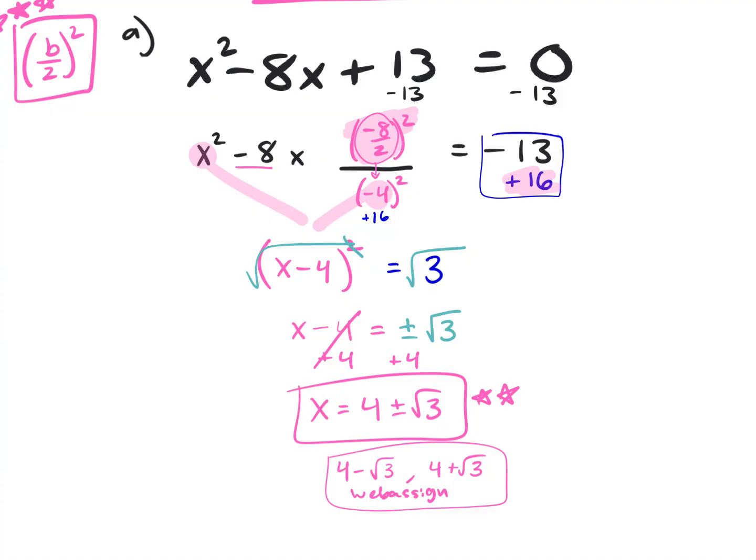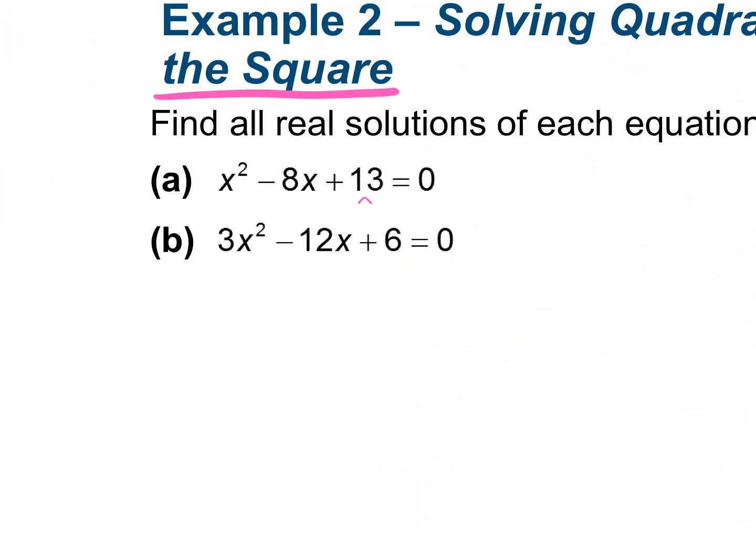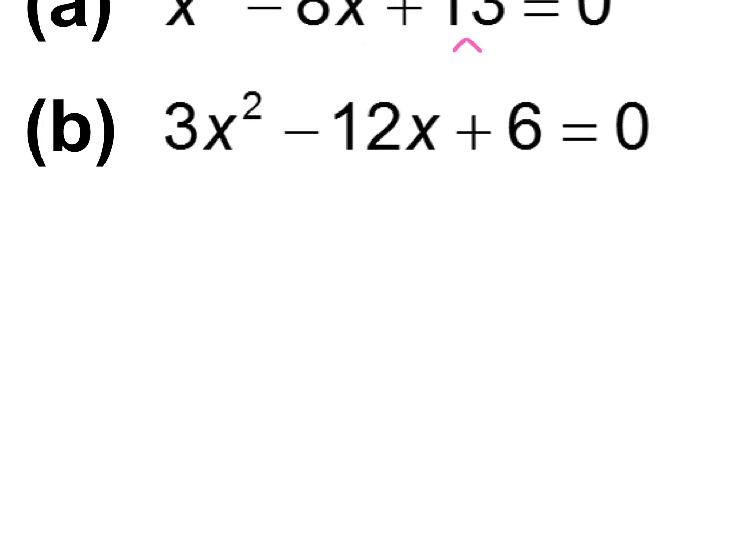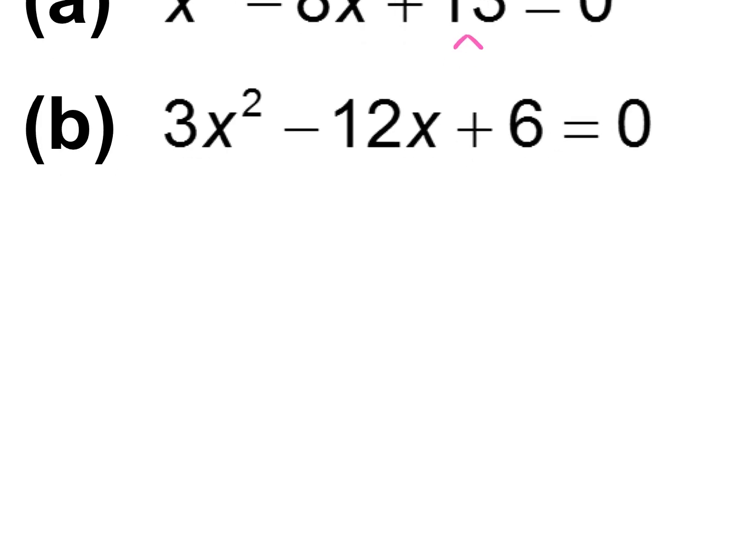All right, let's do the same thing with b. Let's complete the square. Before we complete the square here, what's the first thing we always want to ask ourselves? Is there a GCF here? Yeah. What's our GCF? 3. So I can divide everything by 3. Let's get rid of that 3. So we have x squared minus 4x plus 2 equals 0.